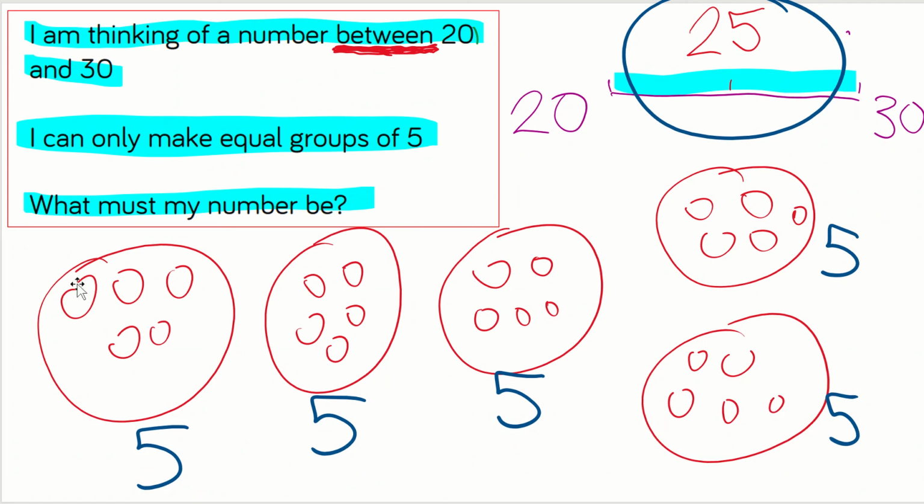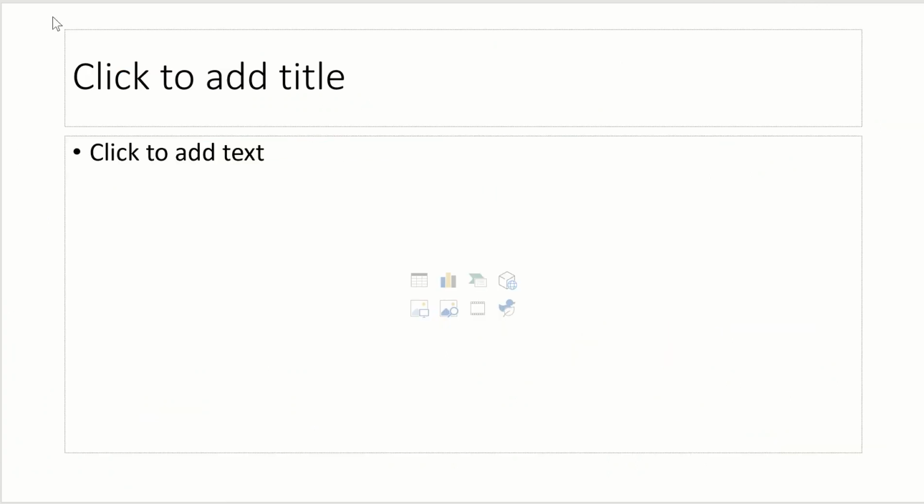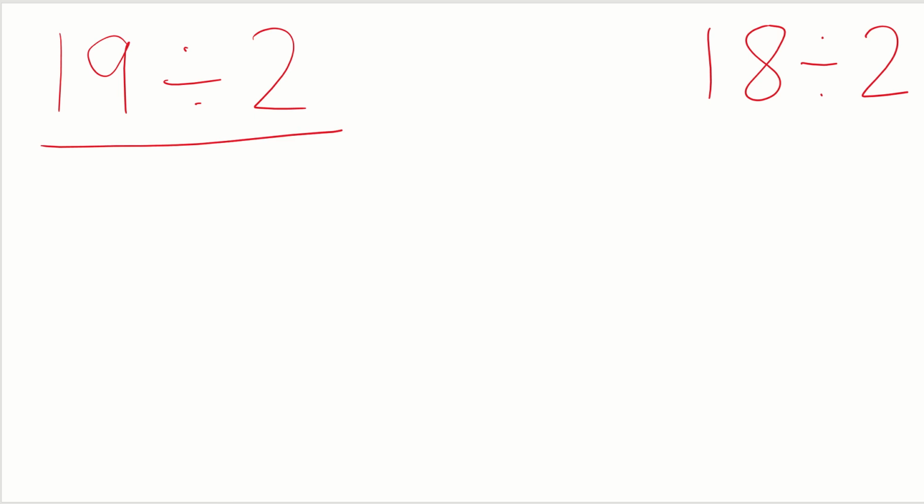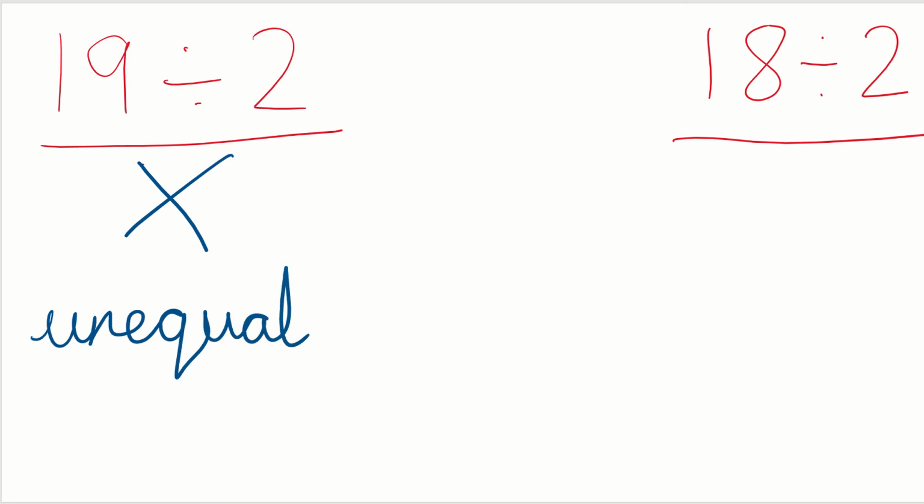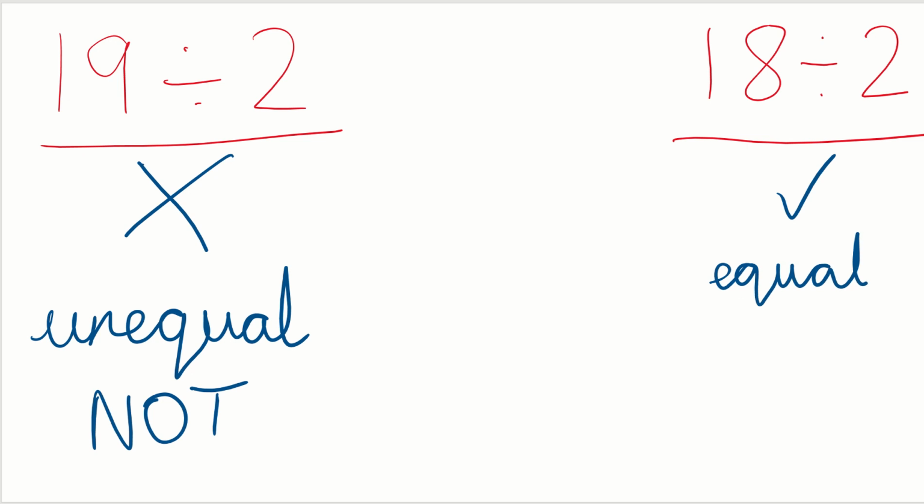Okay? Because, I'll give you another example, just a bit of an extra. If we're thinking about, you had a bit of this when you were doing your sharing. If we had the choice of these two questions, and I think some people had this. So either 19 divided by 2 or 18 divided by 2. If you can get to the point where you say, well, 19 divided by 2 would give us unequal groups, because 19 is not in the 2 times tables. But 18 divided by 2 would give us equal groups, because 18 is in the 2 times tables.